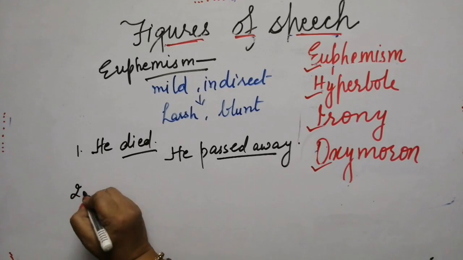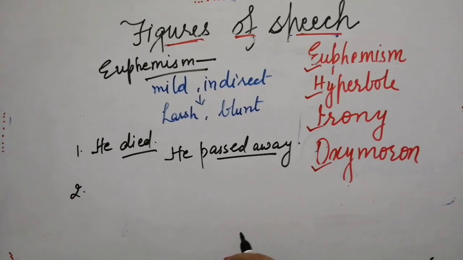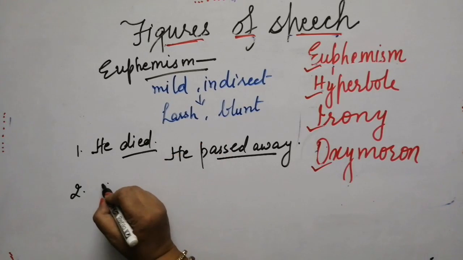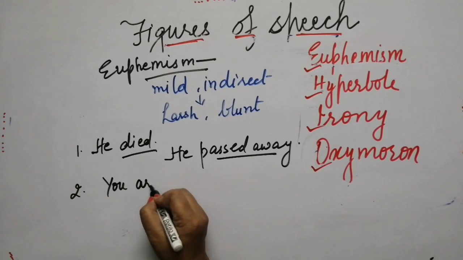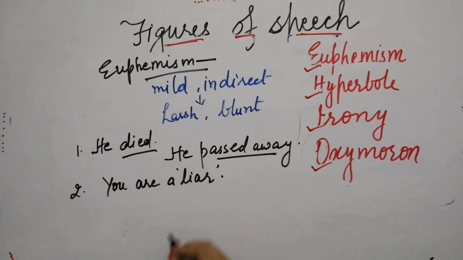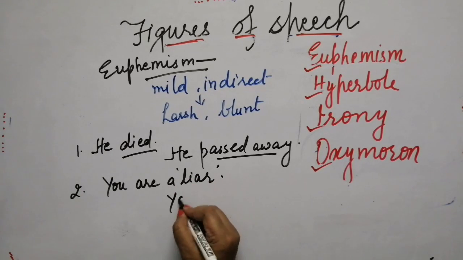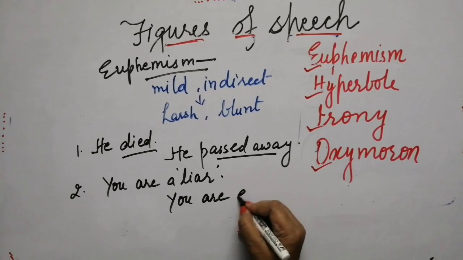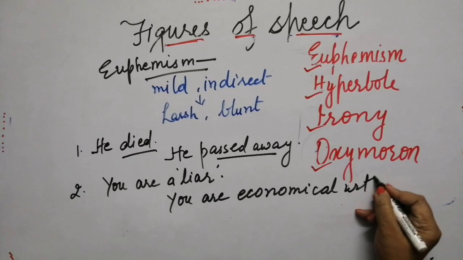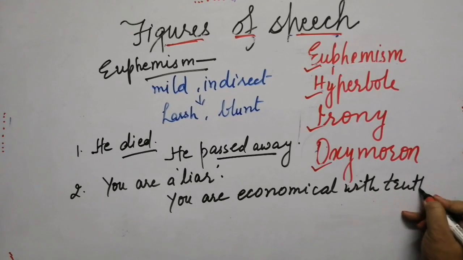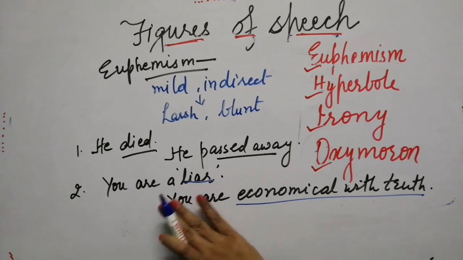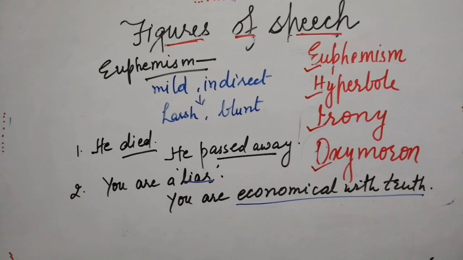Okay, let's take one more example. Instead of saying that you are liar, if I am just substituting this expression here, you are economical with truth. I hope it is clear now. So this expression, this particular to have a mild effect. Okay, I hope it is clear now.